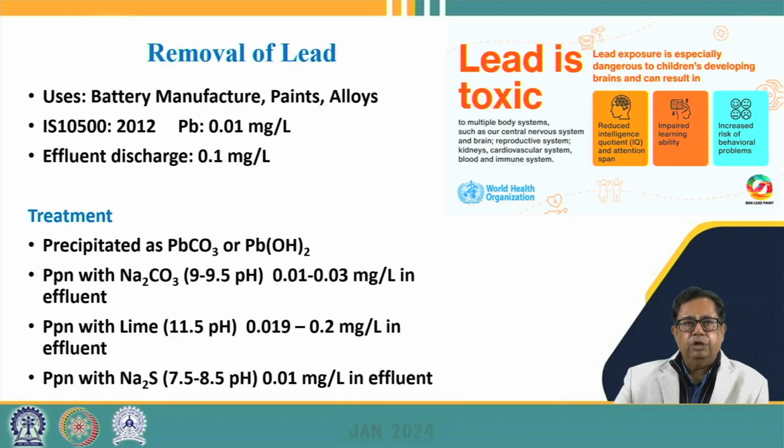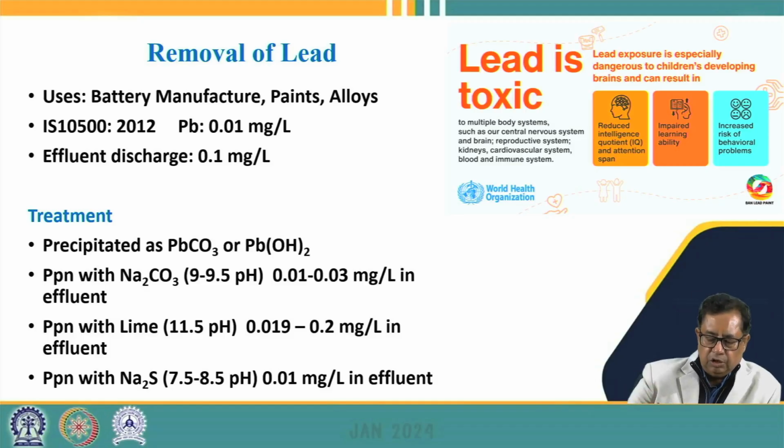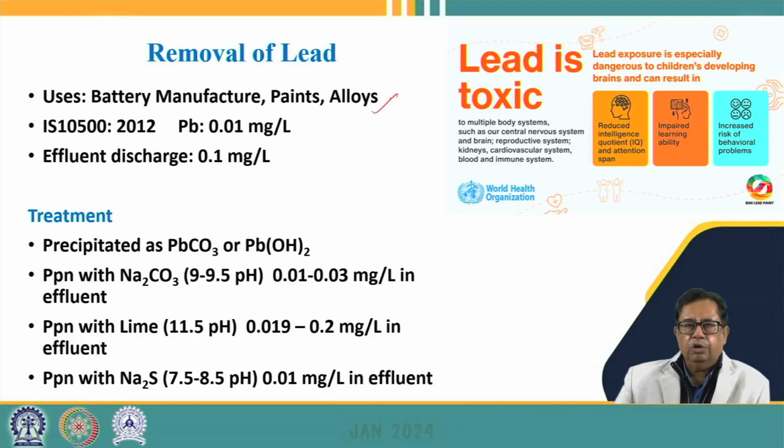Lead can also go into the environment because of different uses, for example battery manufacture, paints, and alloys. Lead is quite toxic, and it can have an adverse impact on the central nervous system and the brain. It can affect the reproductive system, kidneys, cardiovascular system, blood, and immune system. It can reduce IQ levels, impair learning ability, and carry a risk of behavioral problems in individuals.